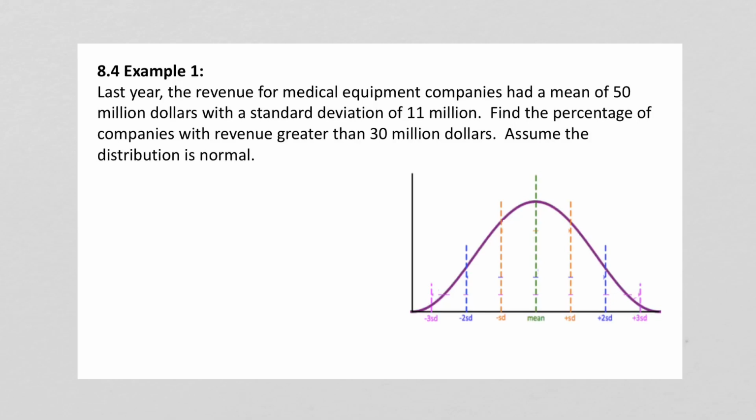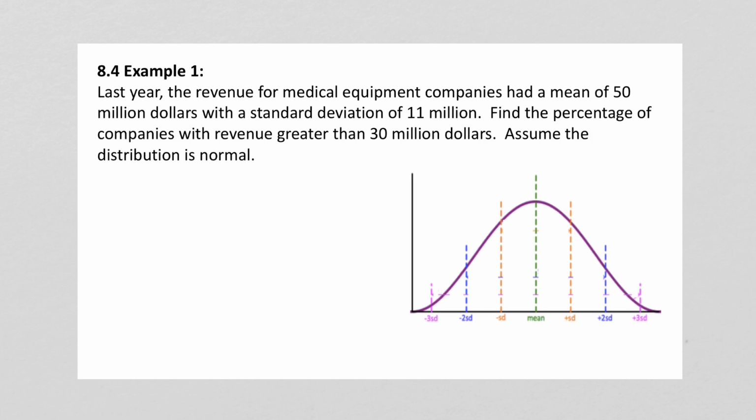There are actually 5 additional examples that I'm going to work for Section 4, so you have plenty to go on here to help you with. The first example says, last year the revenue for medical equipment companies had a mean of $50 billion, with a standard deviation of $11 million. Find the percentage of companies with revenue greater than $30 million. Assume the distribution is normal.